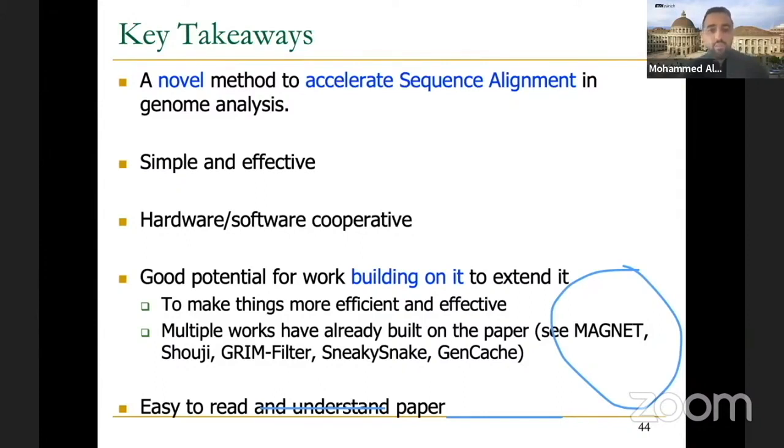And there is a lot of work that uses GateKeeper, extending and building on top of it. We were going through some of them; some are very recent work, some are older. But there are multiple related works that build on top of GateKeeper and find ways to improve the accuracy or the speedup.